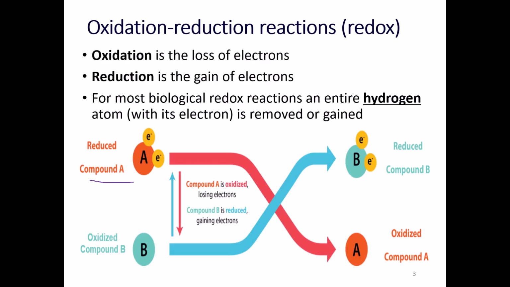It's reduced because it has those electrons. And then you can see this reduced compound A can give its electrons to what was oxidized compound B, and then B becomes reduced compound B, and since A has lost its electrons, it becomes oxidized compound A.